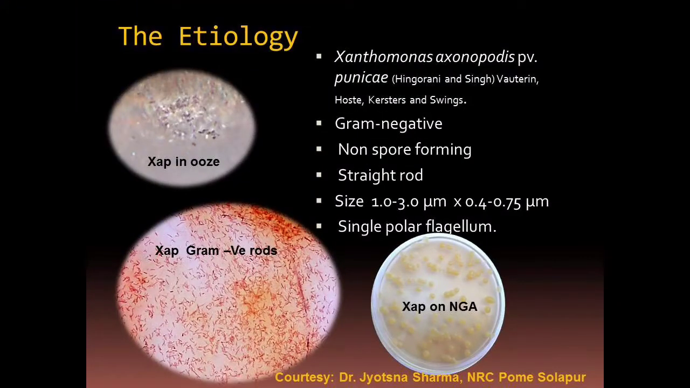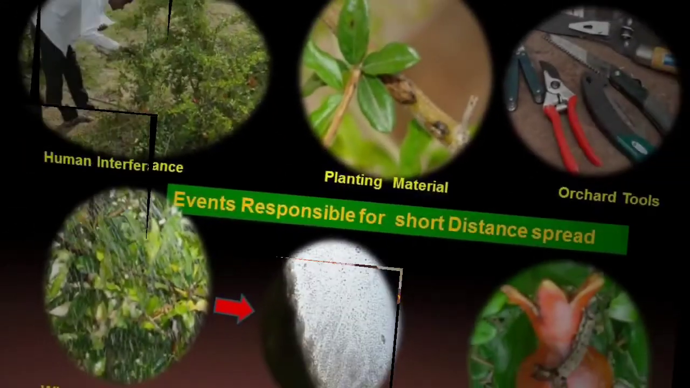This bacteria is gram-negative, non-spore forming, straight rod with a single polar flagellum. These are some characters of this bacterial blight of pomegranate.